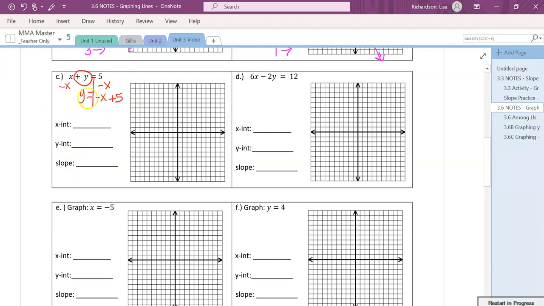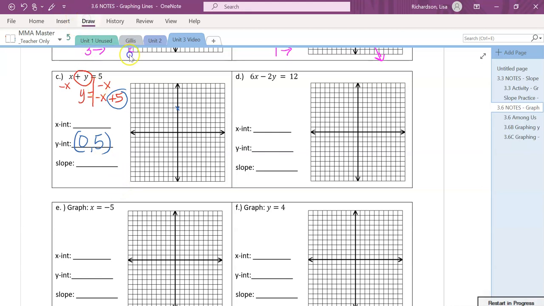So the first thing I'm going to do is look for my y-intercept, and I look for the number by itself, and I see that it is a 0, 5. They are on the y-axis, the up and down axis. 1, 2, 3, 4, 5. Okay, so there's my y-intercept.